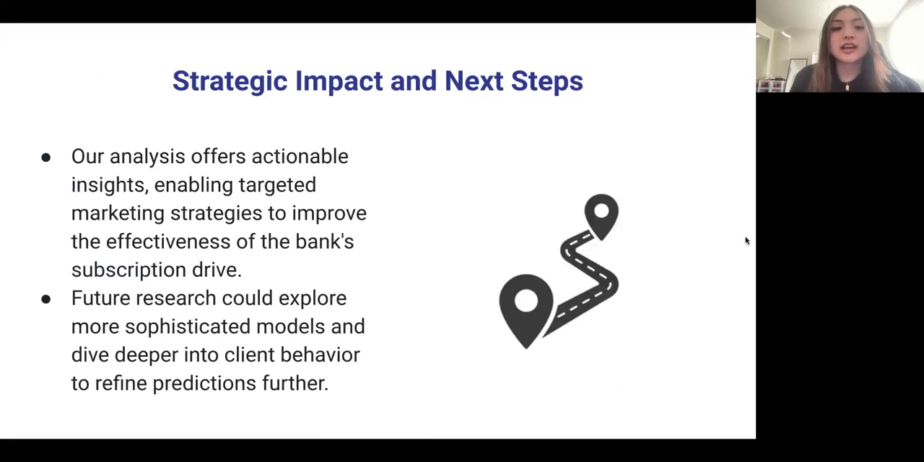Our analysis offers actionable insights enabling targeted marketing strategies to improve the effectiveness of the bank subscription drive. Future research could explore more sophisticated models and dive deeper into client behavior to refine these predictions further.